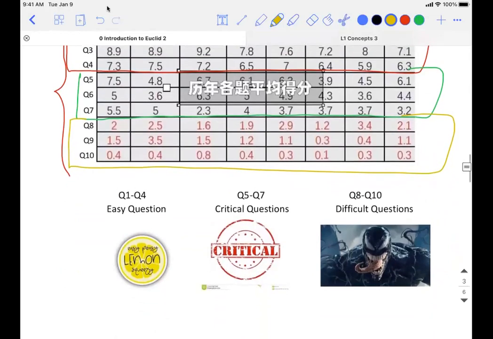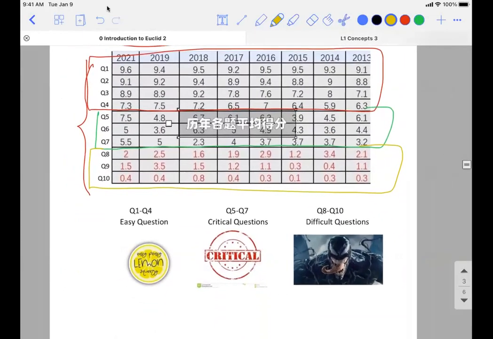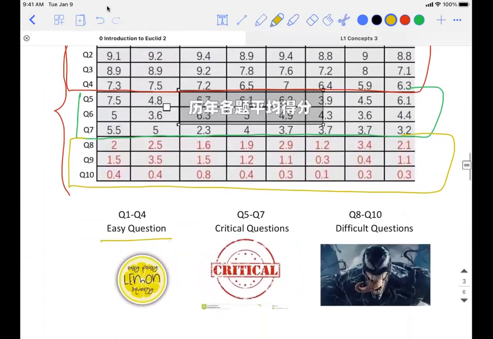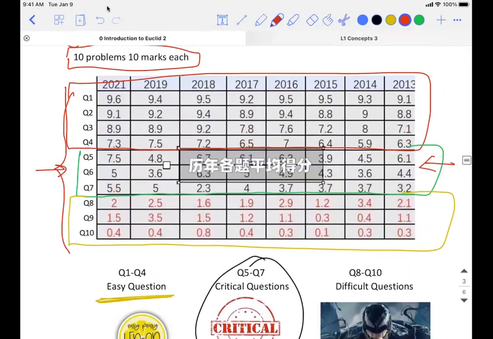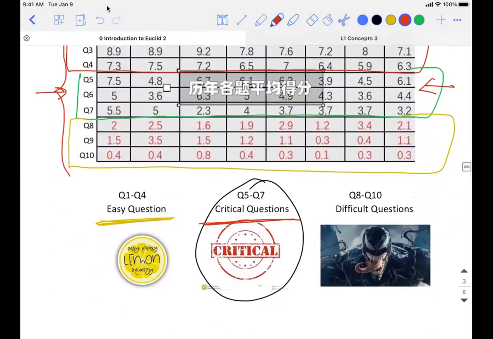If we do a quick analogy, question number 1 to question number 4 are considered easy questions, easy peasy, lemon squeezy. You have to do them, and you have to do them right. There's no way around it. Questions number 5 to number 7 are considered critical problems, because most students actually make the difference there. The average score is 5, 7, and so on. If you can get them correct, you'll be very competitive in the entire Euclid math competition, which is very important. I call them the critical questions. And question number 8 to question number 10, they are the killers.